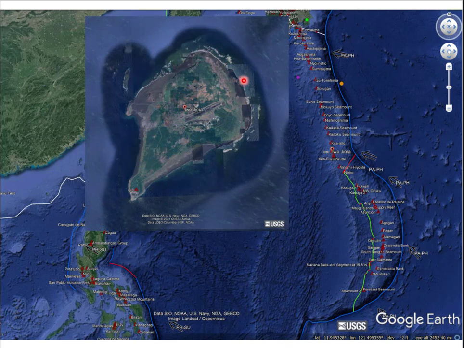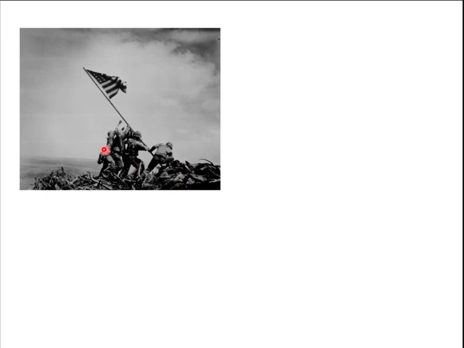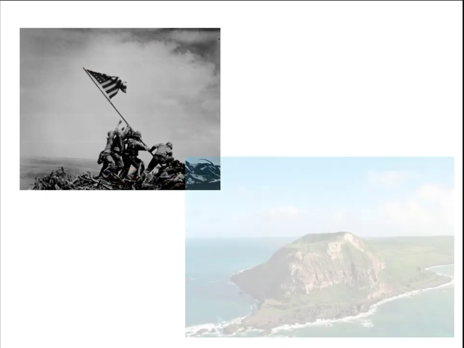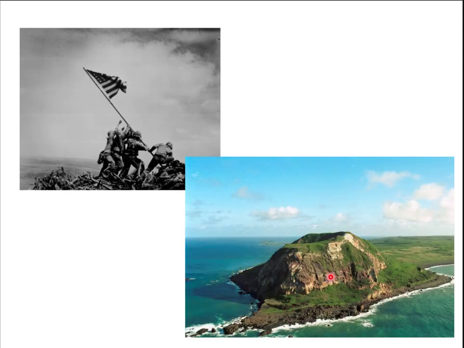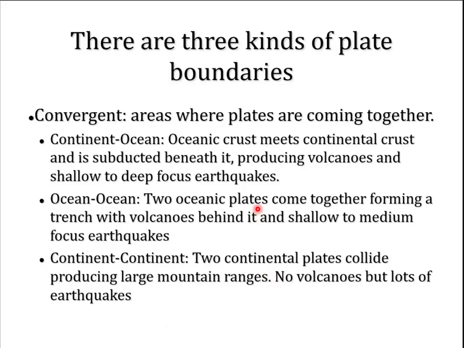And so this island is famous because there was a big battle here during World War II, and you have probably seen this picture of the Marines raising the flag on Mount Suribachi, which is a volcano on the southern side of that island. But all of those islands in through there are volcanic in nature, and so that's an ocean convergent boundary.